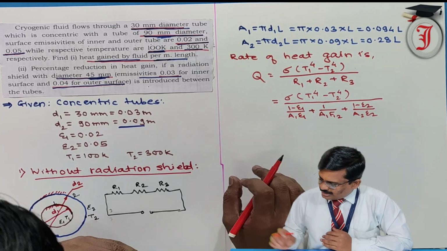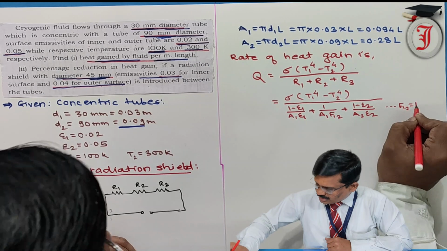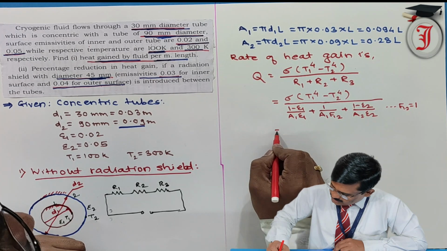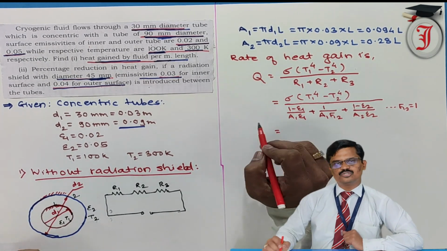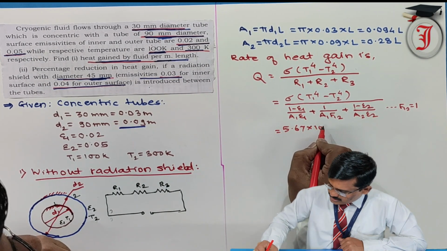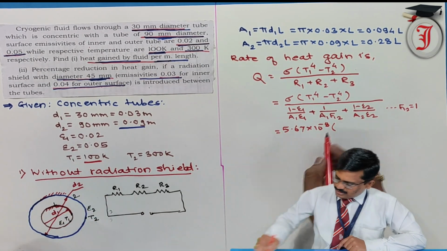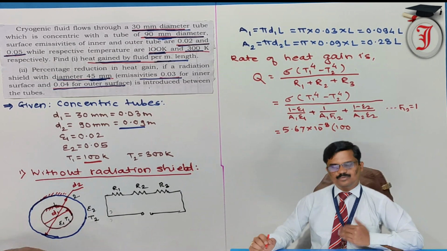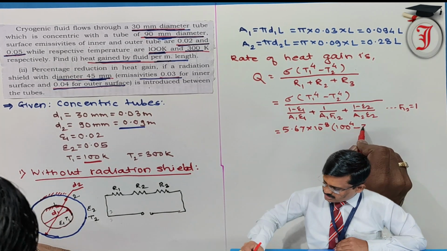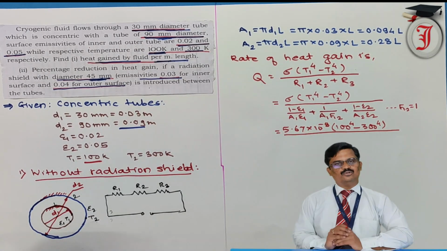Okay, so let us put the values and calculate the answer. Here, by observation, the shape factor of 1 with respect to 2 is equal to 1. Q is equal to sigma, the Stefan-Boltzmann constant, whose value is 5.67 into 10 raised to minus 8, into the bracket T1 raised to 4. T1 is 100 Kelvin, as it is given in Kelvin, so you have to keep it as it is: 100 raised to 4 minus 300 raised to 4, divided by, we have to put all the values.